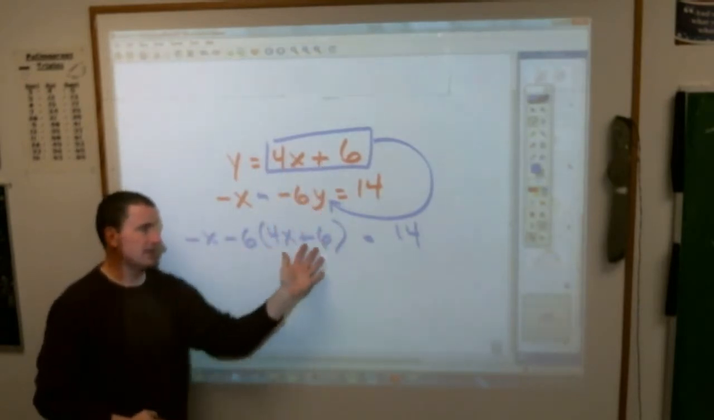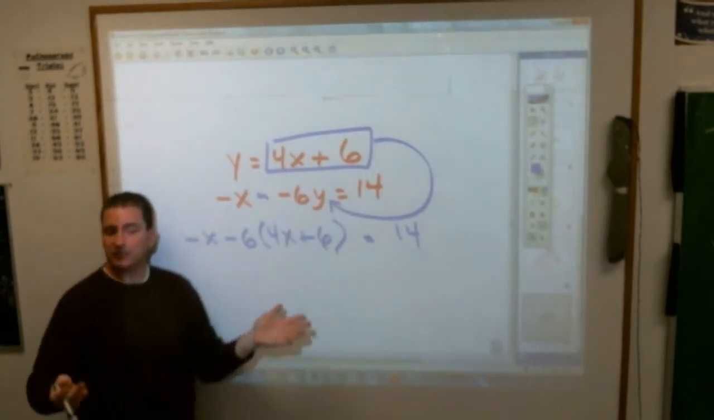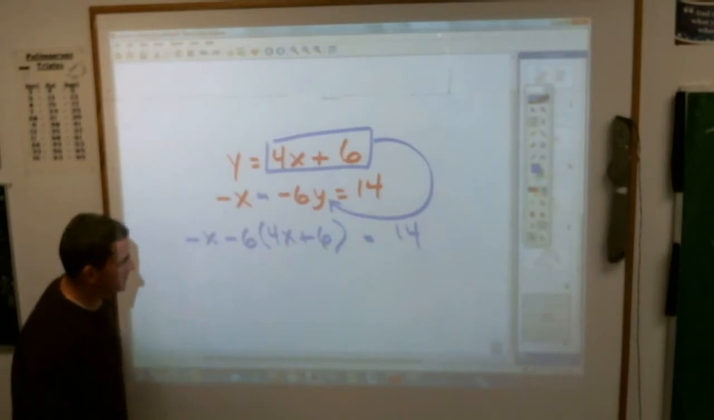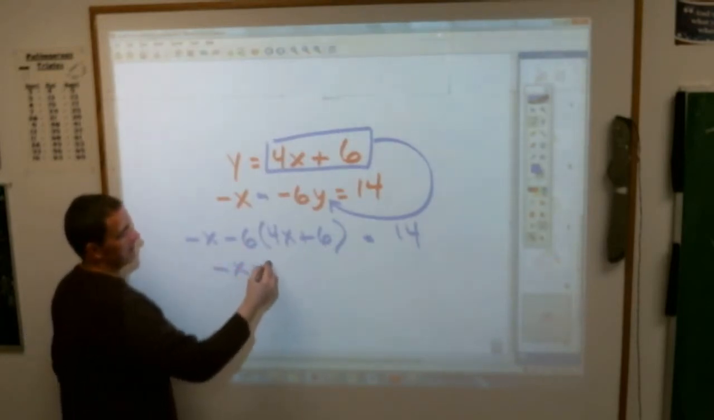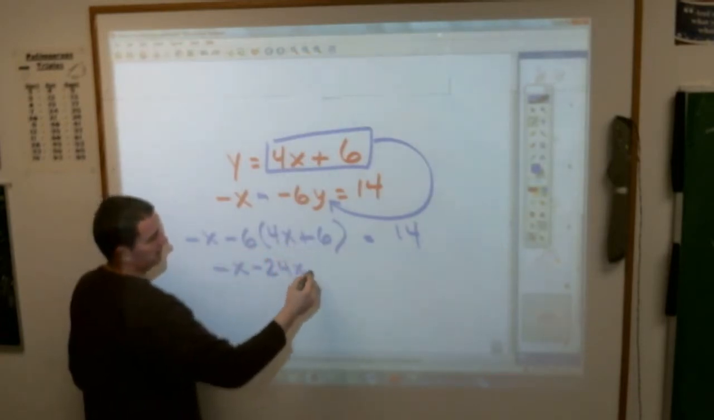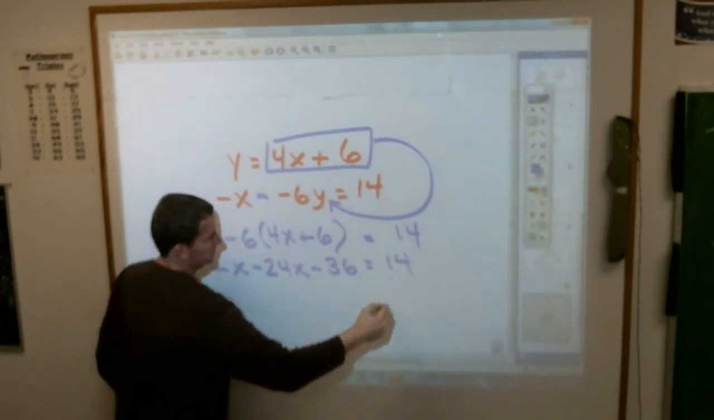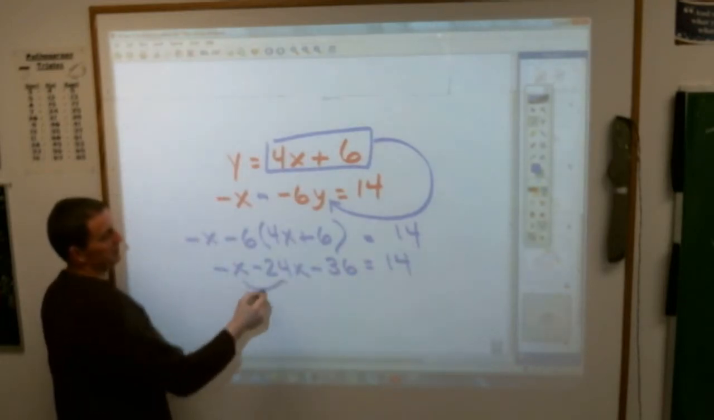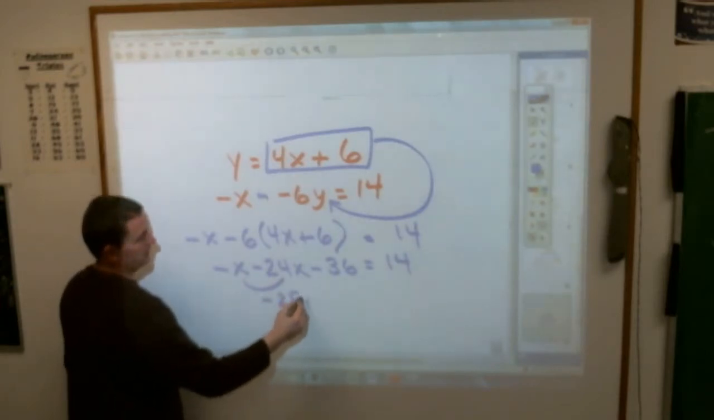And what I've done is I've gotten rid of the y variable, and now I'm just left with x's, and I'm just going to solve it and see what x is. So negative x, distributive property, minus 24x. Negative 6 times positive 6 is minus 36 equals 14. Put my x's together, I get negative 25x.